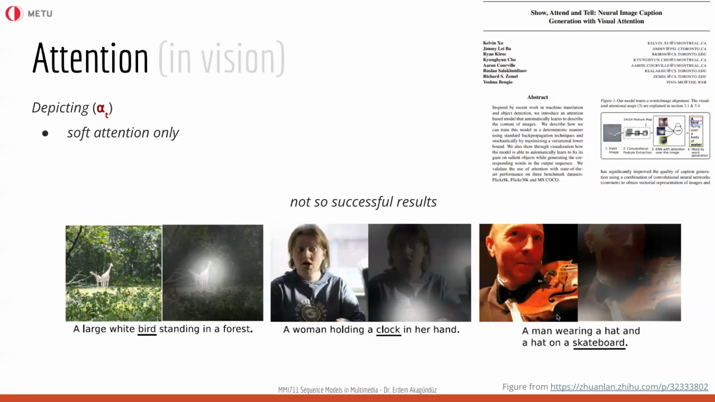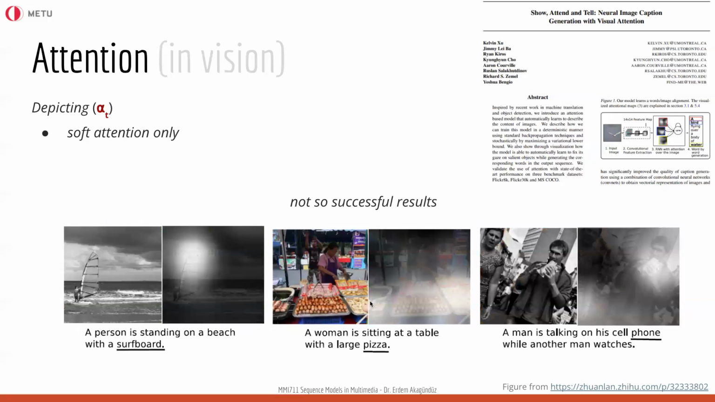A man wearing a hat and a hat on a skateboard. Well, definitely not a good translation. And when you try to understand where the skateboard is, it's quite distracted. So this didn't work out, not so successfully. A person is standing on a beach with a surfboard. So the surfboard is correct, but the guy is not standing on a beach. It's near the beach, so not so successful.